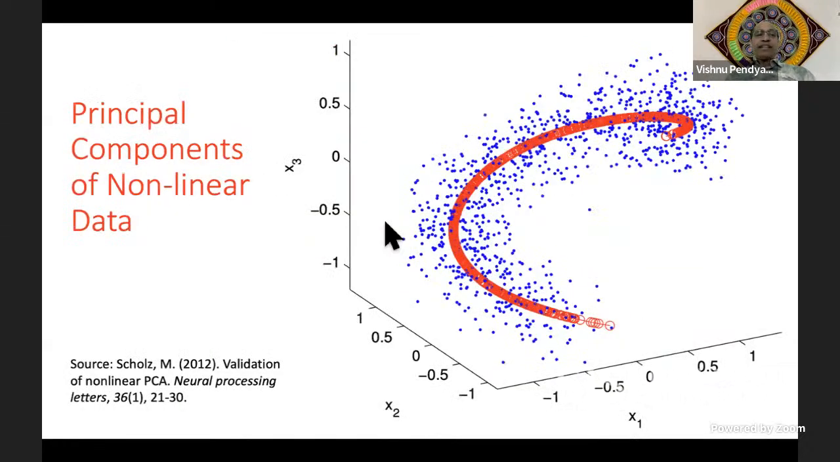Now, how do we find the principal components of nonlinear data? So there's a helical data set. Data are generated from a one-dimensional helical loop embedded in three dimensions, and then some Gaussian noise is added. Then you generate this kind of a data set. This is from a paper published in 2012.